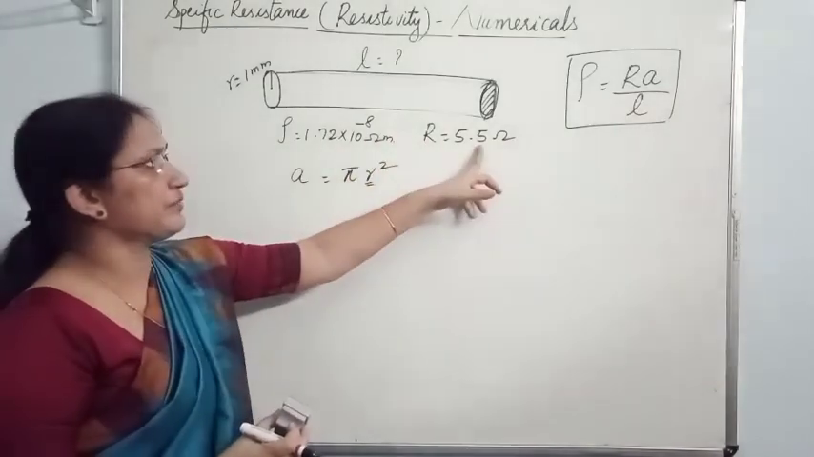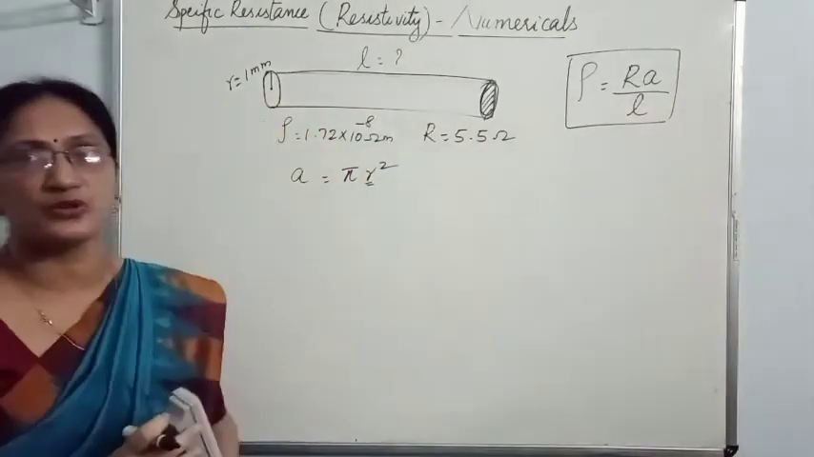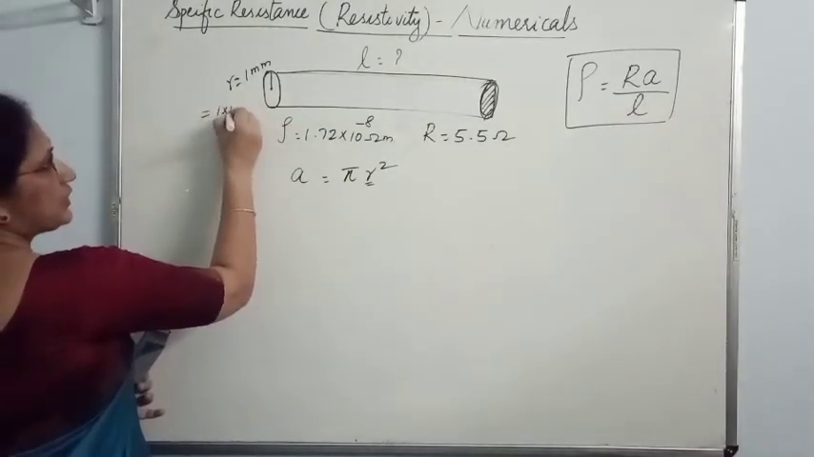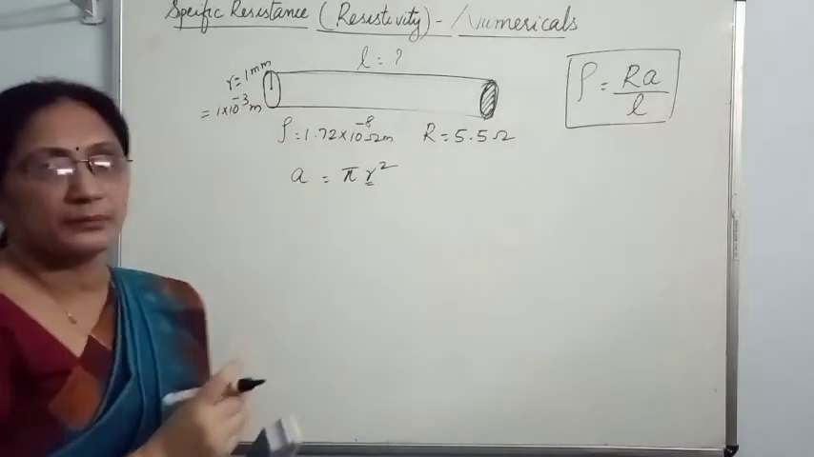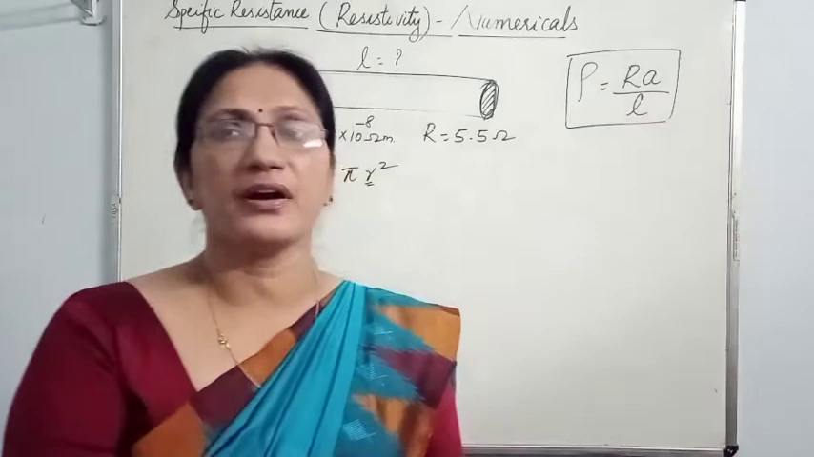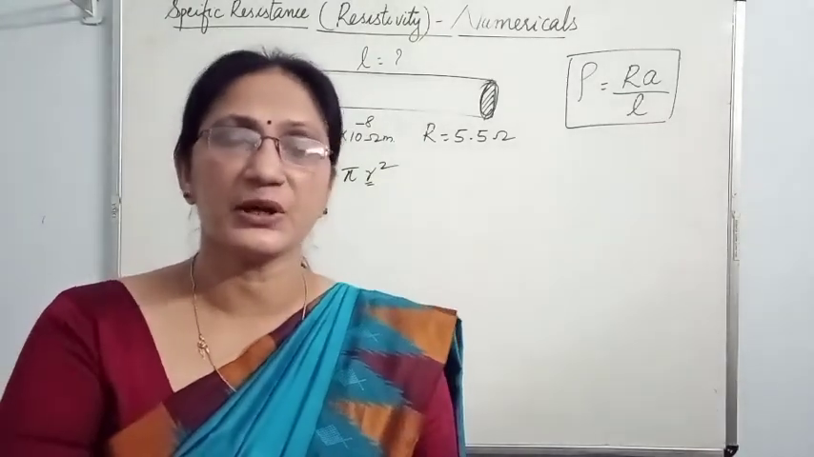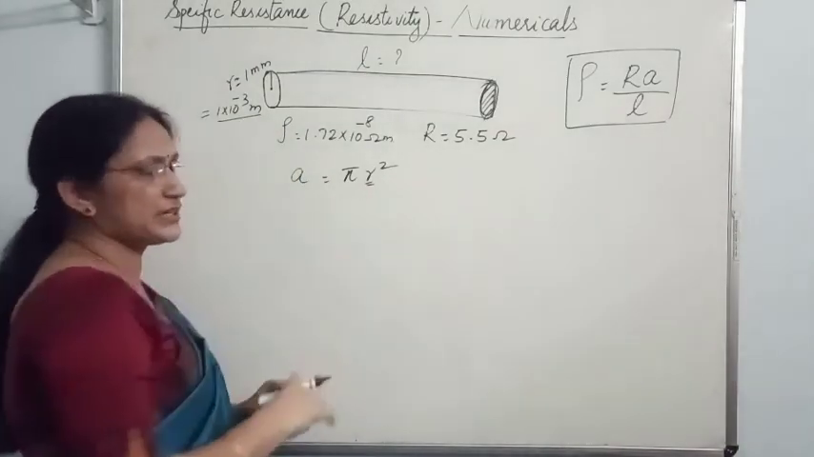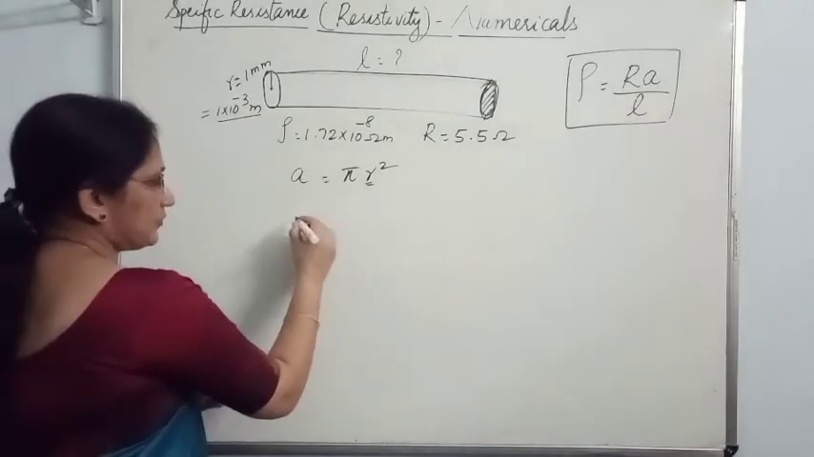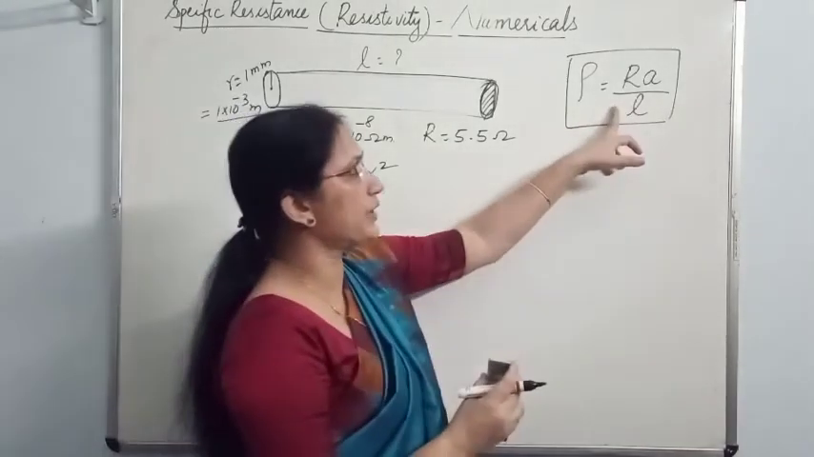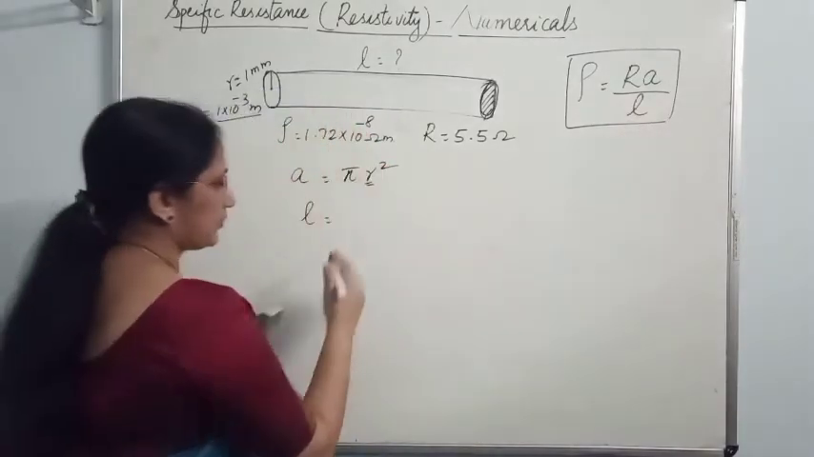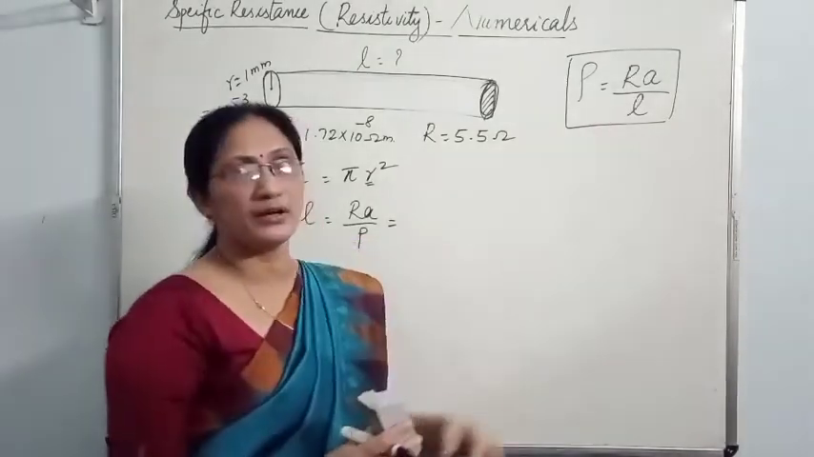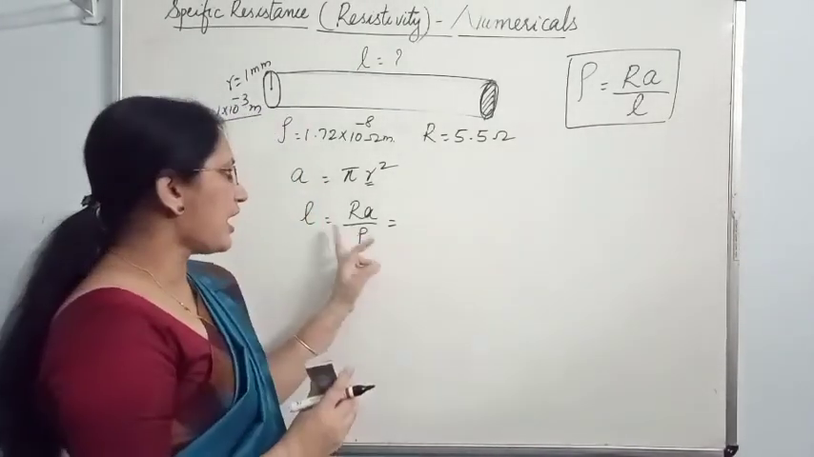See, these numbers are given in SI system, so this radius also must be converted to SI system. So 1 millimeter means 1 into 10 to the power minus 3 meter. Millimeter you can convert into meter by dividing with 1000 or multiplying with the 10 to the power minus 3. So this is the radius. So area of cross section is pi into r square. Now what is the formula for length? Rearrange this formula. L is equal to RA by rho. By rearranging this formula, L we will get as RA by rho.